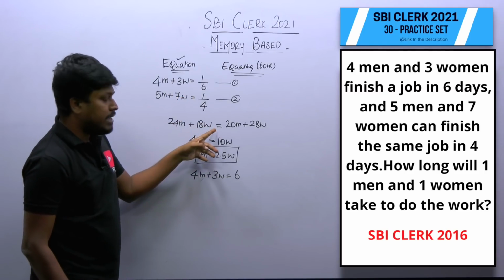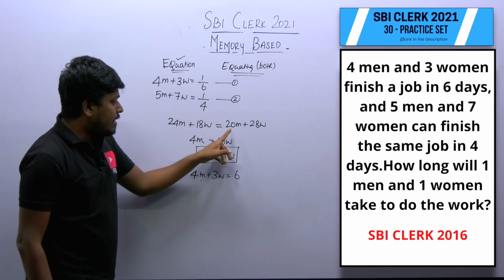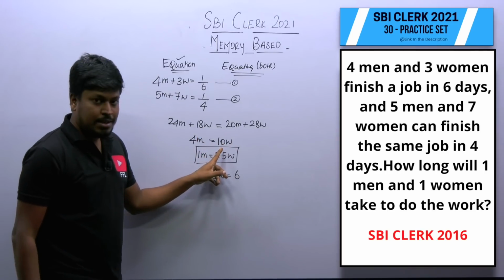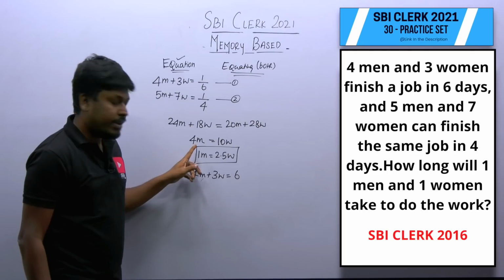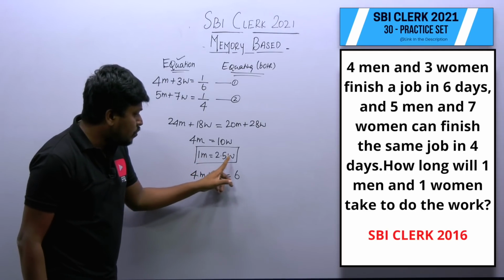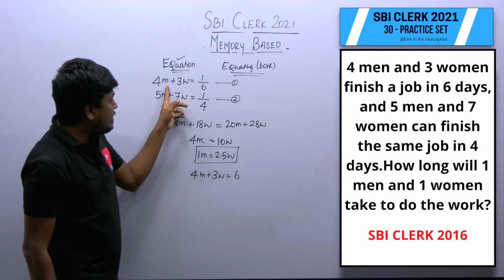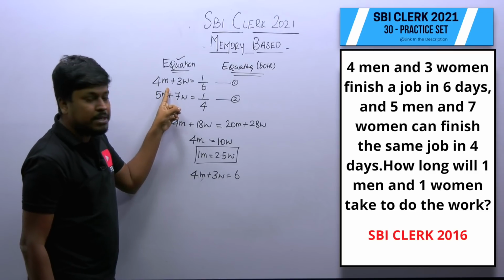Just multiplied and equated. And I have subtracted men and men, women and women. I got it. So finally I am writing 1 man, that is 10 divided by 4 will be 2.5. So 1 man is equal to 2.5 women. According to this equation, I am converting this men in terms of women.